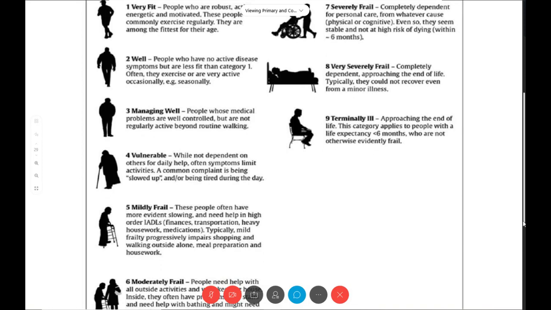So it's not just about age, it's not about the number of long-term conditions you have, it's mainly going to be based on frailty, which is why we've included this, so that this aids your discussions with patients about their advanced care planning.